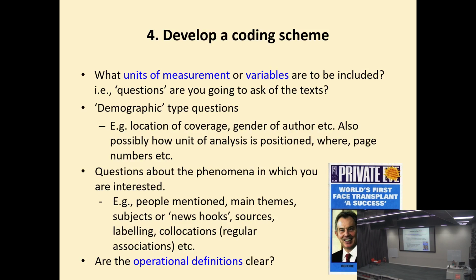And then you need to get into questions about the phenomena in which you're interested. This is where it becomes specific to what you're looking at. So it might look at the people mentioned, and that's going to vary depending on your topic. What are the main themes? What are the news hooks? Who are the sources? How are things labelled? What kind of things are associated? So those are generic representations of what will become quite specific, topic-specific coding units. And again, as we get to specifics, I think you might find that easier.